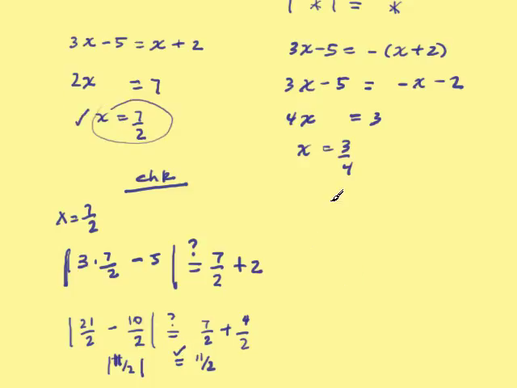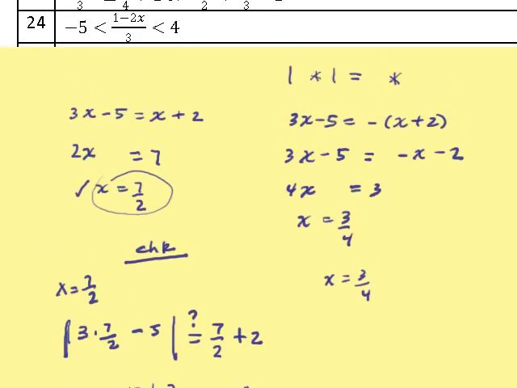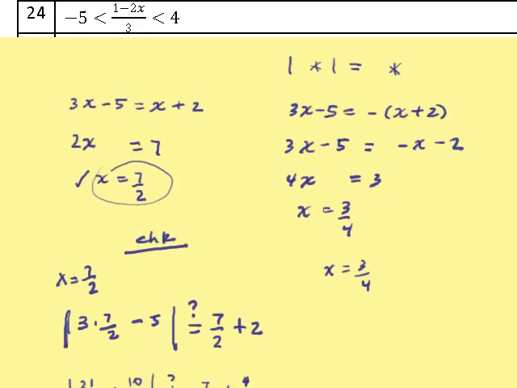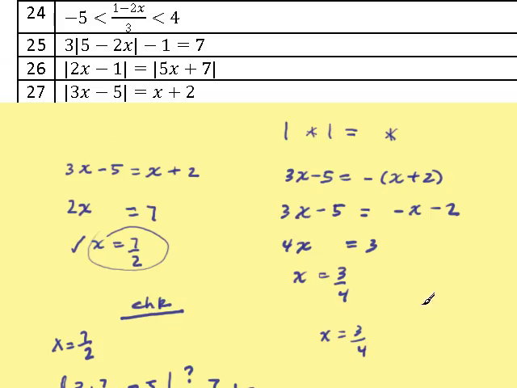All right, let's check x is equal to 3/4. So we're going to substitute into, let me find the equation, this equation. All right, so we have the absolute value of 3 times 3/4 minus 5, and we want to know, is that equal to 3/4 plus 2?